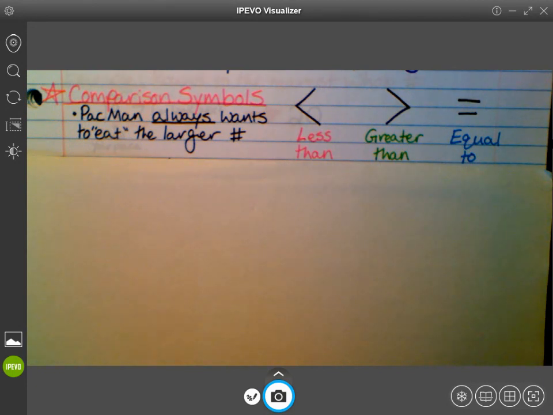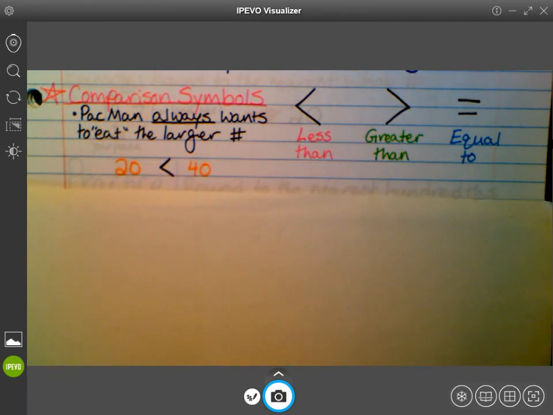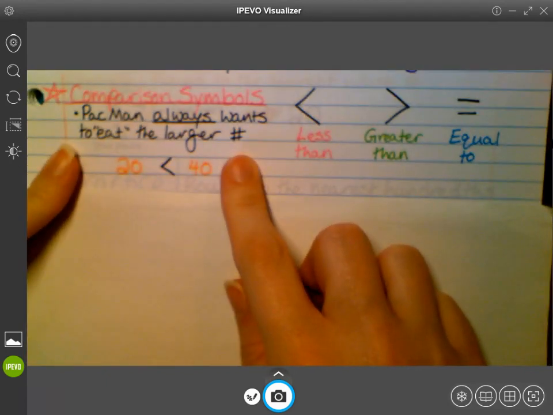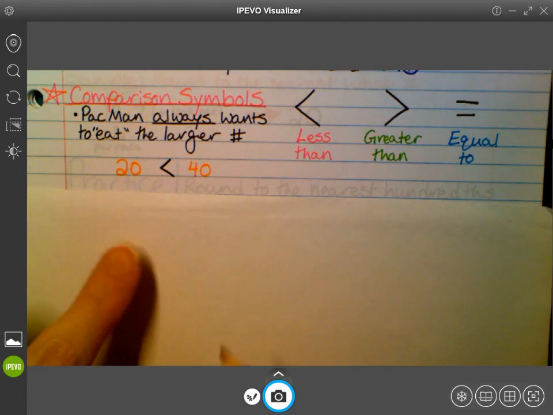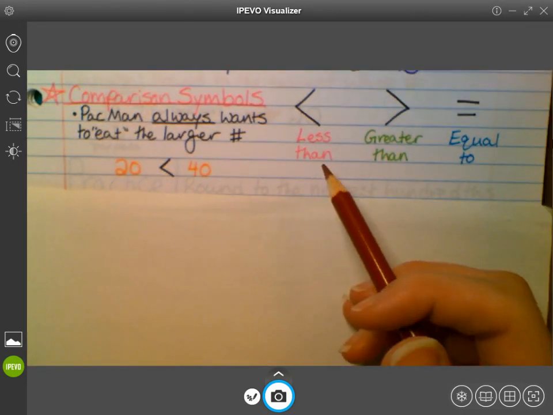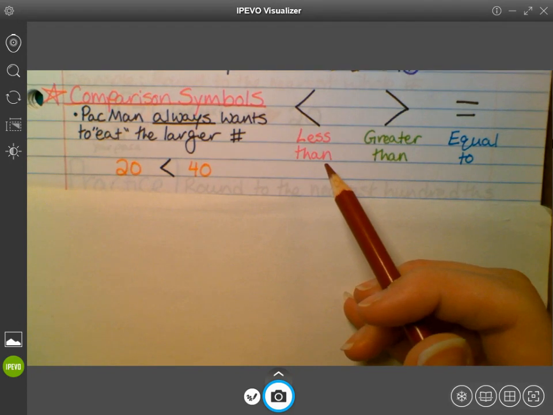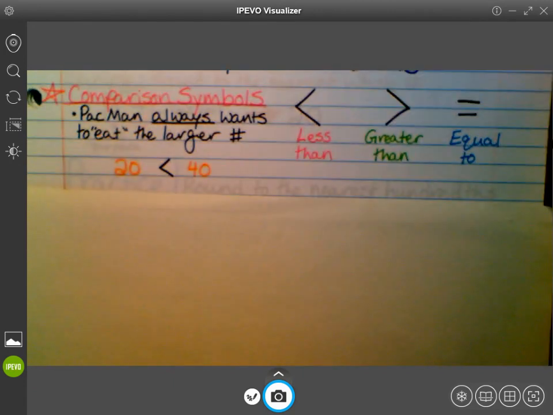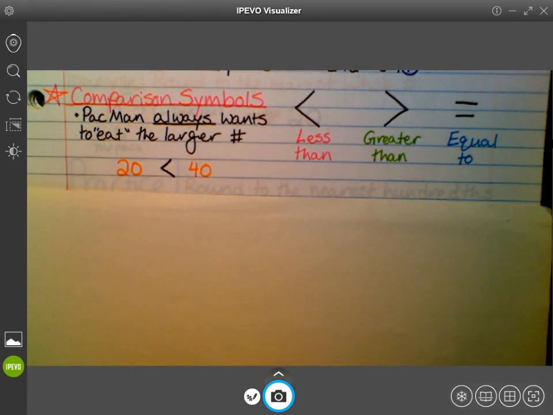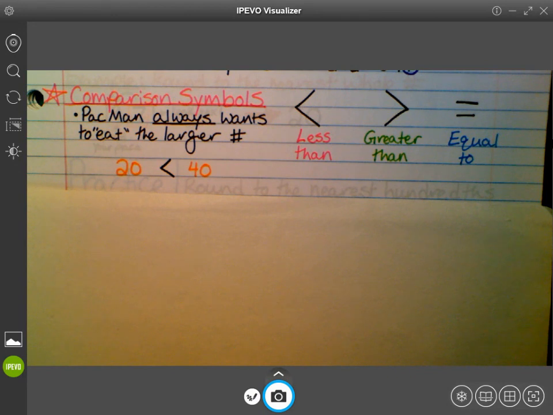So, our example problem right here. 20 is less than 40. Now, do you notice I wrote Pac-Man always wants to eat the larger number up top? You might be thinking, Miss E, what on earth are you talking about? How many of you have seen Pac-Man before? Okay, it's like an old arcade video game. Basically, Pac-Man is trying to eat all the dots without any of the ghosts getting him.